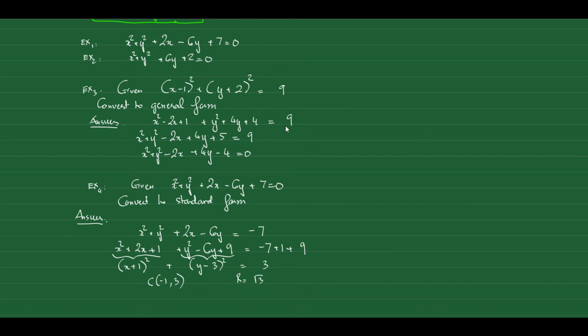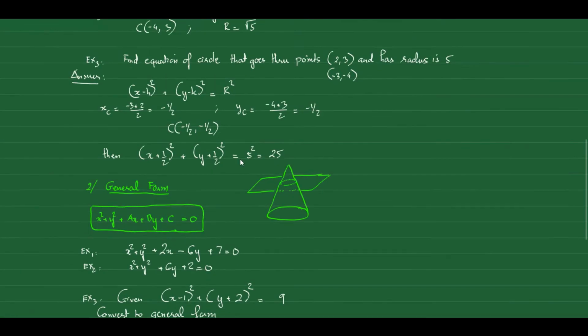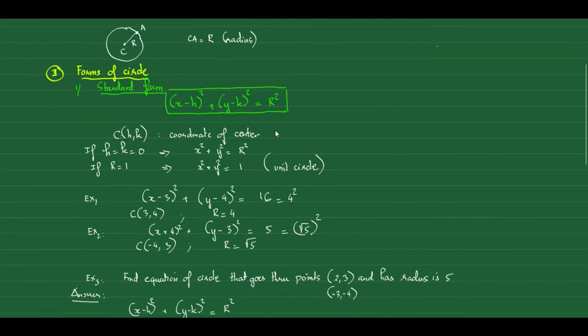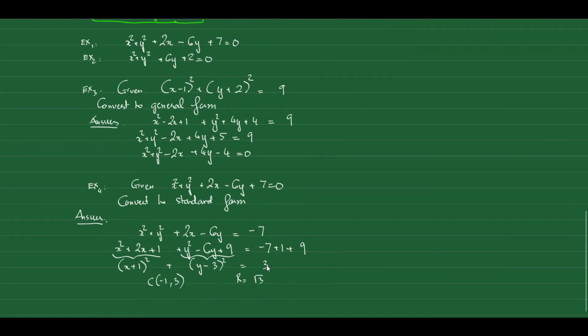Alright, so we have the radius will be square root of 3, not 3, because the formula is r squared. So the square root of 3 squared gives you 3. So the radius is the square root of 3, not 3. Okay. So that's how you complete the square to get the center and the radius.